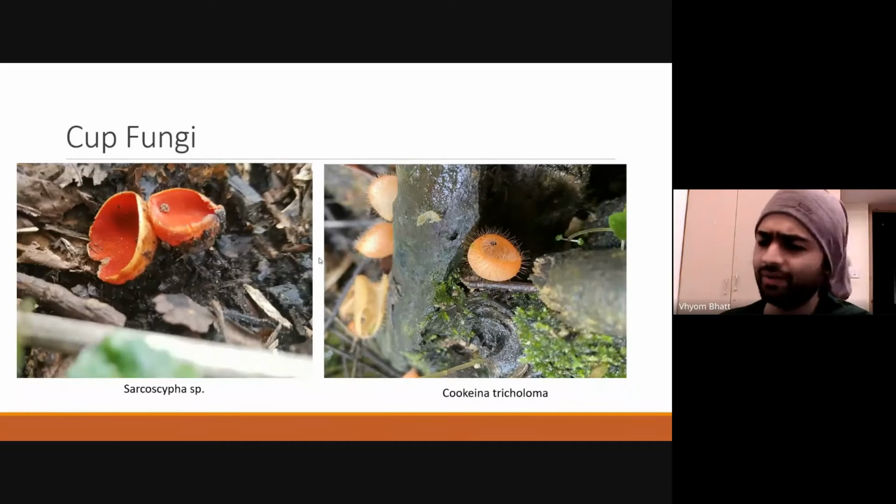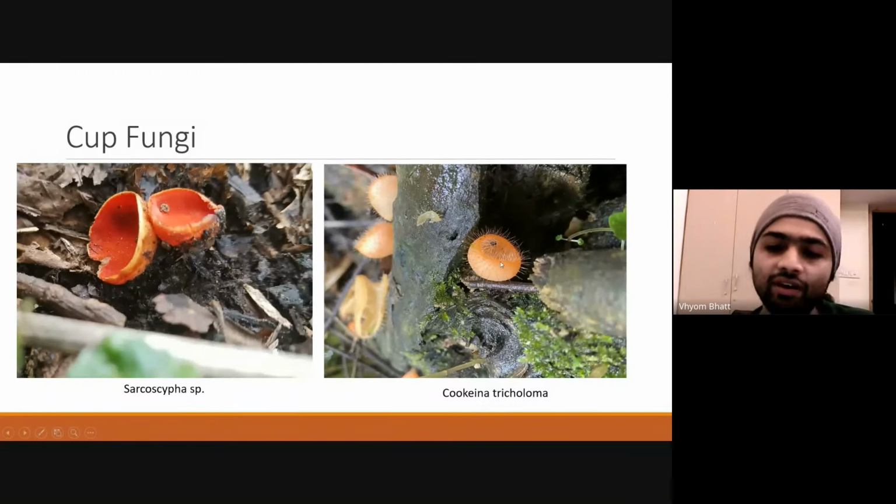Then we have cup fungi. So these are another type of mushrooms. They are really small. This is a Sarcoscypha species that I found in Himachal. This was the time when I did not even know what this is. I was very happy to see the color and I could somehow figure out, okay, it's a mushroom. Then I got it ID'd from experts.